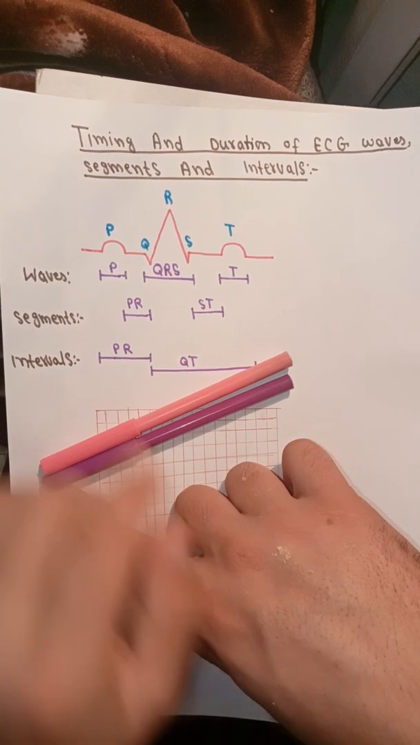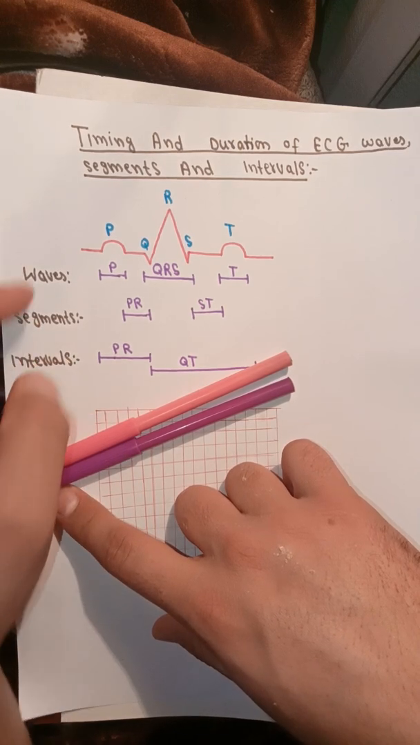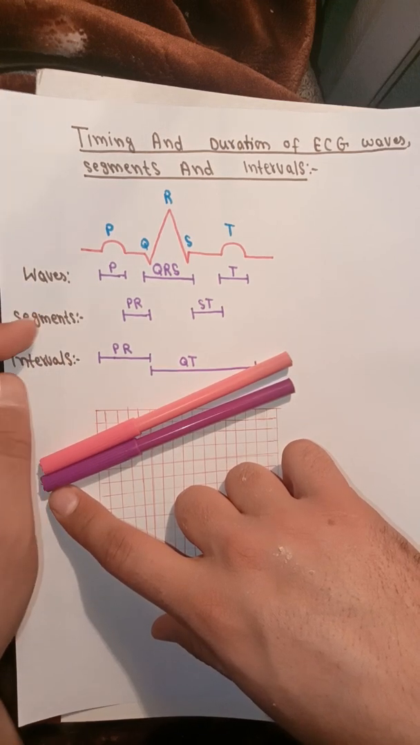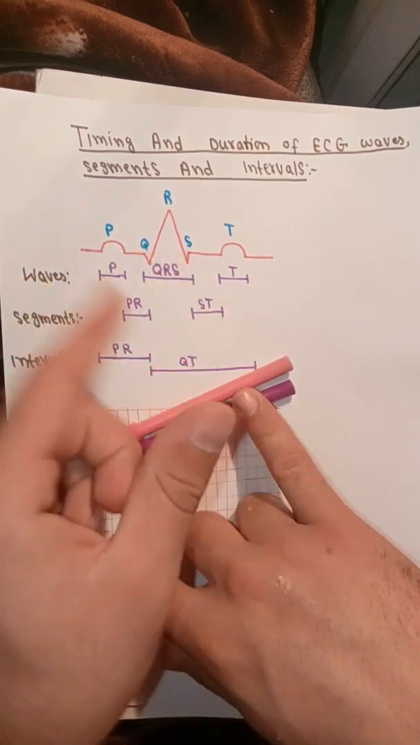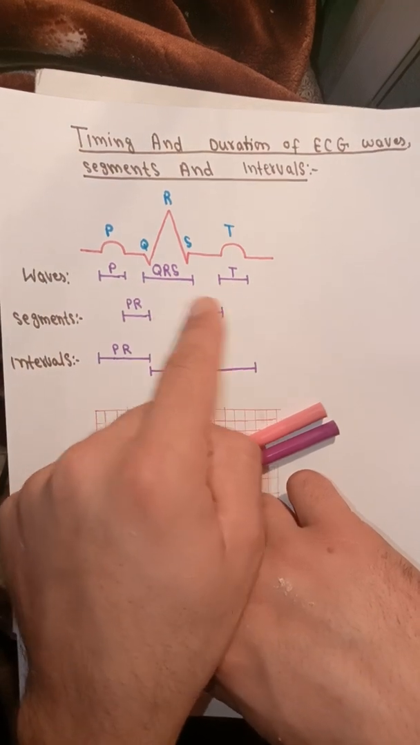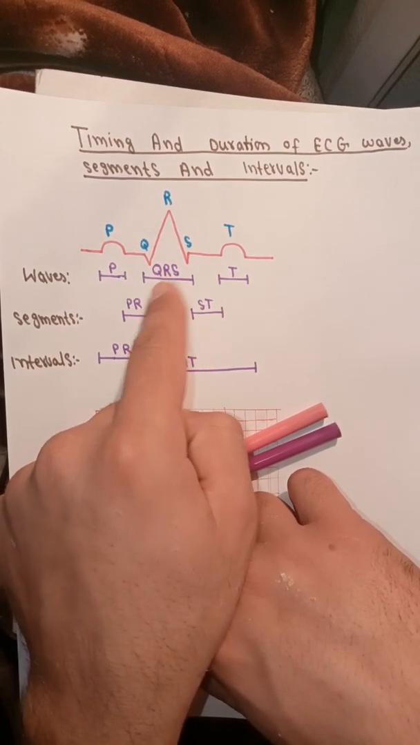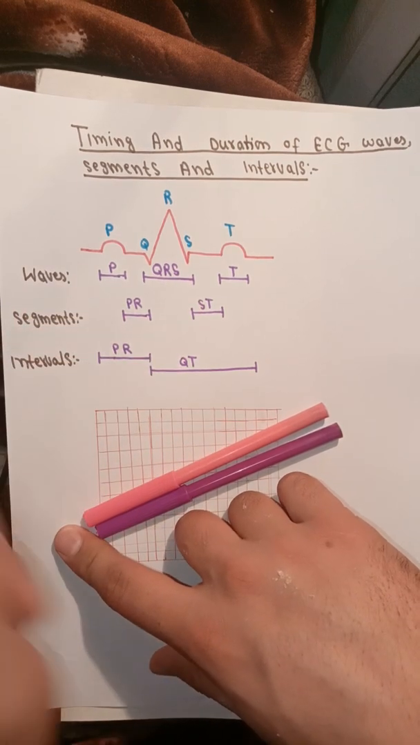Now there are waves, segments, and intervals. We must know what are the waves, what are the segments, and what are the intervals in this graph. The waves are already clear as I discussed: P wave, Q, R, S, and T. These three waves are collectively called QRS waves. It is also called the QRS complex.